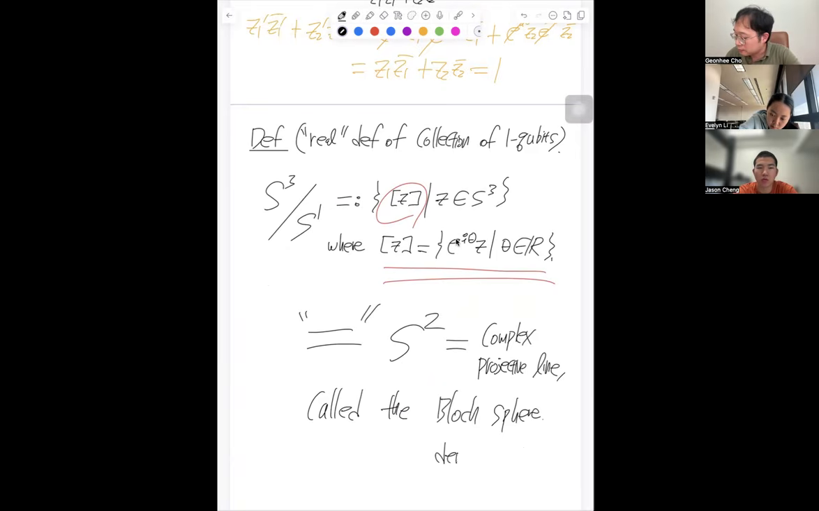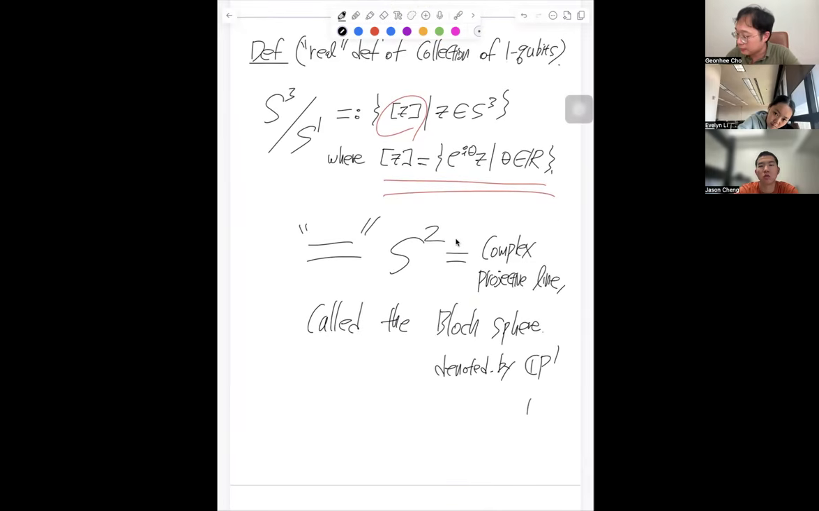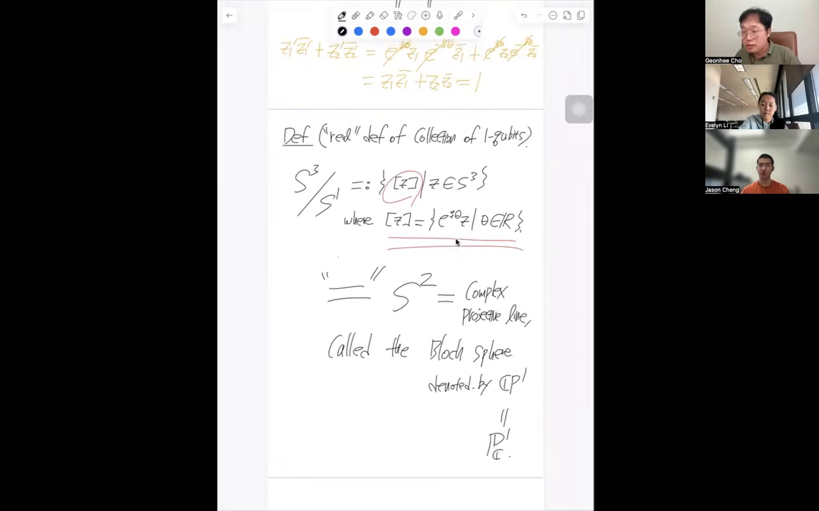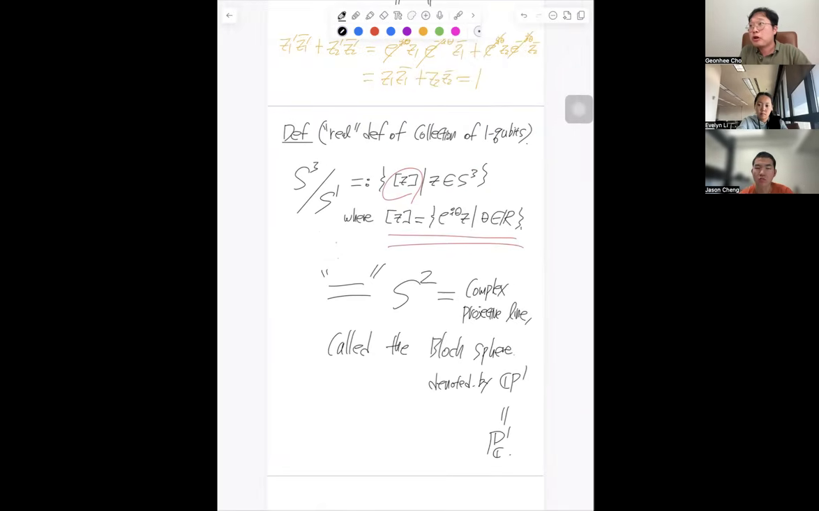Denoted by... So many textbooks use this notation, but I personally like this one. It's up to you. You can use any notation for your presentation later on. By the way, I will share this note after our discussion. Because of that, I want you to now appreciate the perspective of the element of the Bloch sphere.